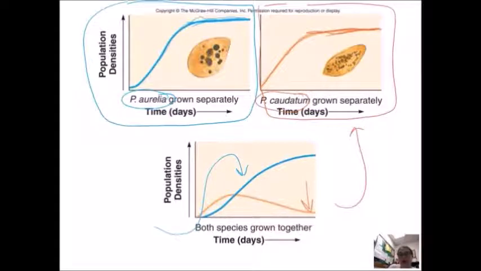The losers, unfortunately, die out. So this is a diagram showing you competition between two species, and they're showing you natural selection over a limited resource.